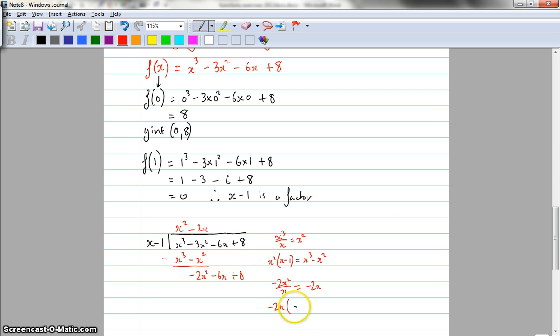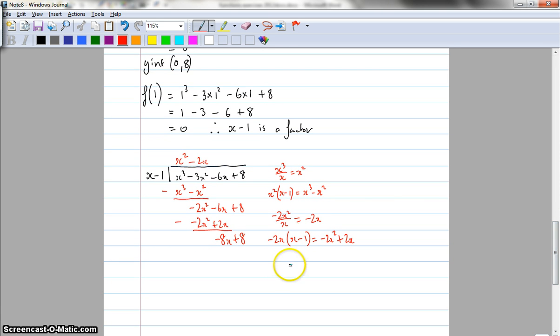Negative 2x multiplied by x minus 1, and I get negative 2x squared plus 2x. Negative 2x squared plus 2x, minus, and hopefully here I'm going to get negative 6x minus 2x, which is negative 8x, plus 8. And it looks like I'm doing well.